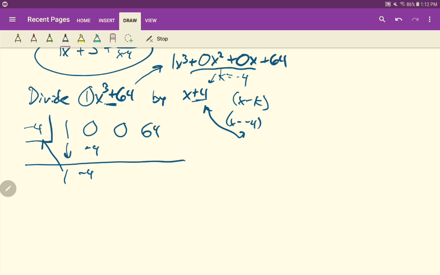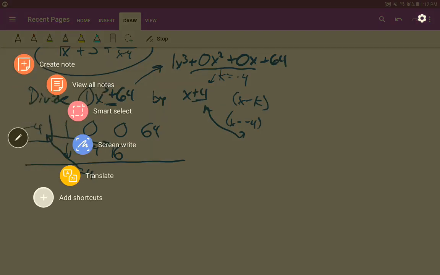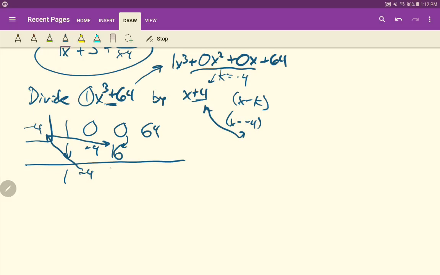And then we'll do it again. Negative 4 times negative 4 is 16. Okay, 0 plus 16 is 16. And then one more time. 16 times negative 4 is negative 64. And you add these together, and you get 0. And that means it divided evenly.